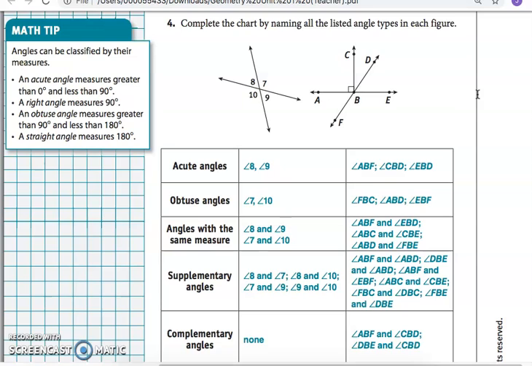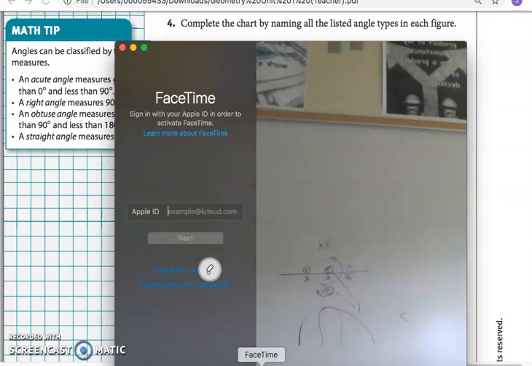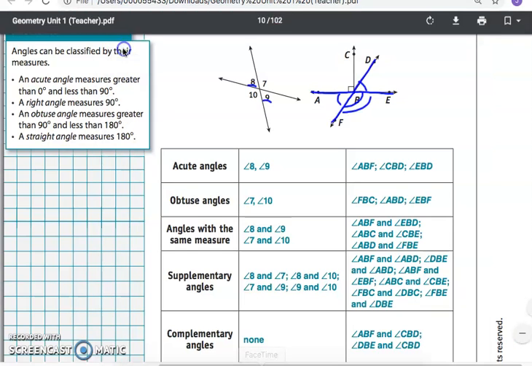Then angles with the same measure, right? You got angle ABF and angle EBD. Those two are the same measure for the same reason that over here angles 9 and 8 were the same measure, because those two angles are both supplementary with angle FBE. If they're both supplementary with angle FBE, then they must be the same measure.